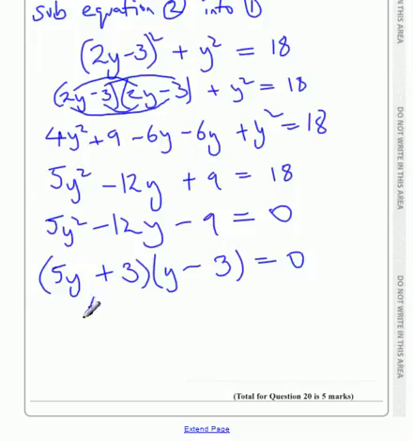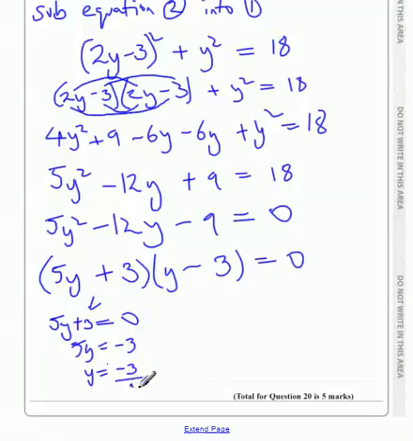Then we can solve each of these. This one is going to give us 5y plus 3 equals 0, which means 5y equals minus 3, or y equals minus 3 over 5. This one here is a little bit more straightforward. y minus 3 equals 0, so y equals 3. So we've got our two y values.